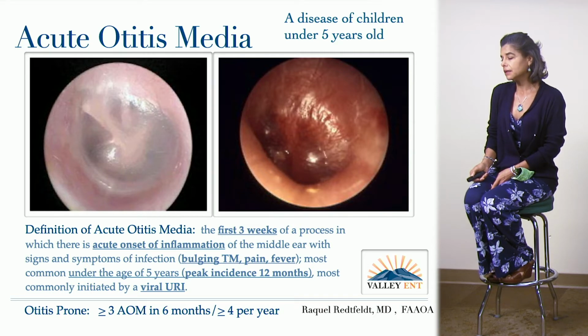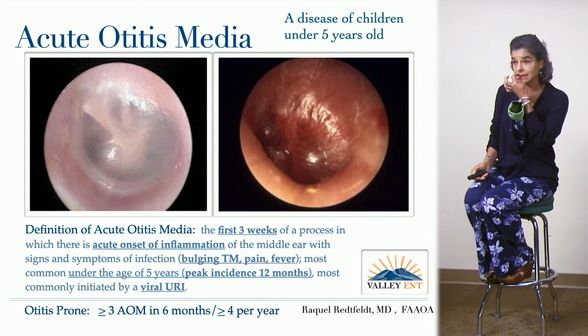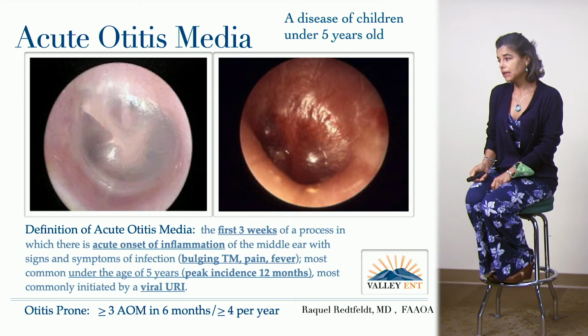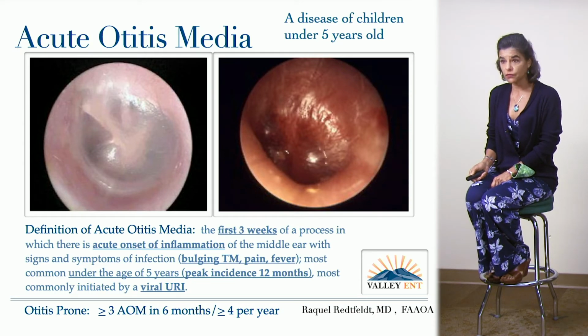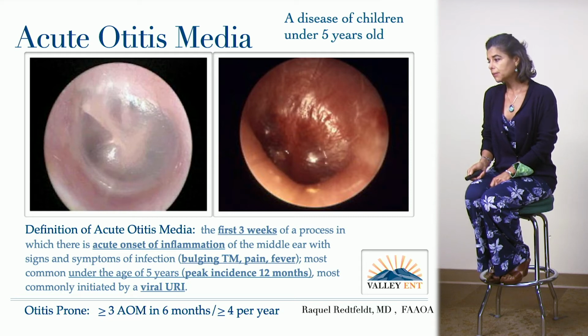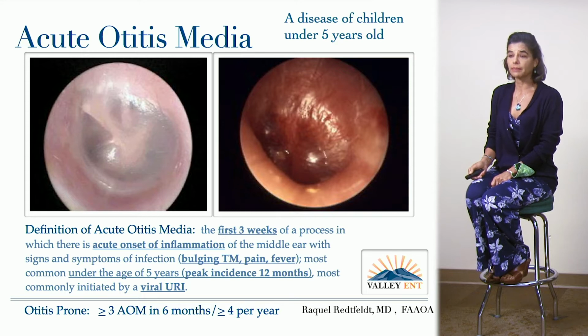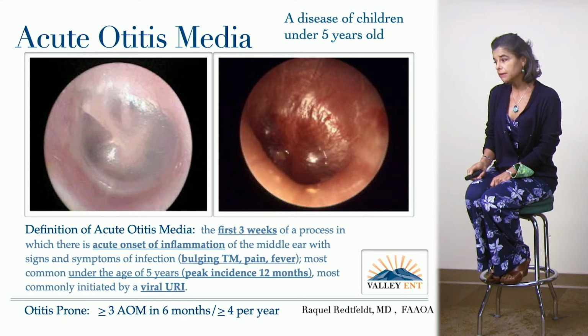And then on the right, there is a bulging drum. It's erythematous. You can't see through that drum. It's very thickened, and that looks like a painful ear, and it is. So the definition of acute otitis media, again, a disease of children under 5 years of age, is that it's the first 3 weeks of a process in which there's acute onset of inflammation. So they go from being normal to sick pretty quick.